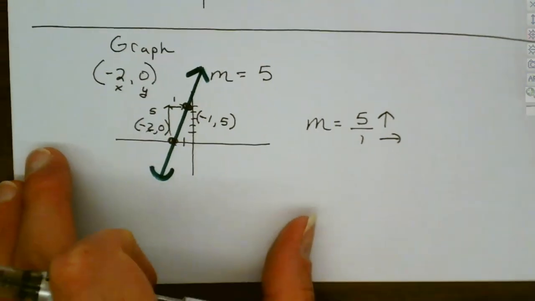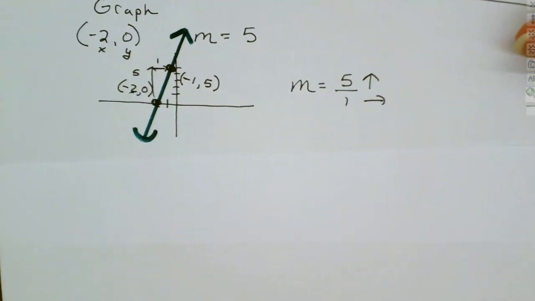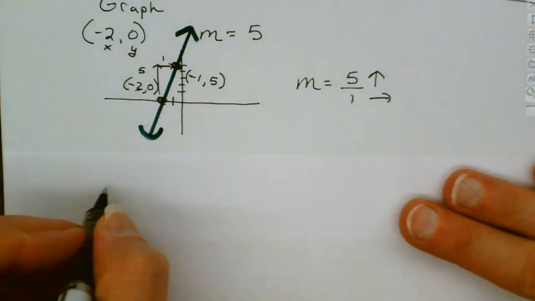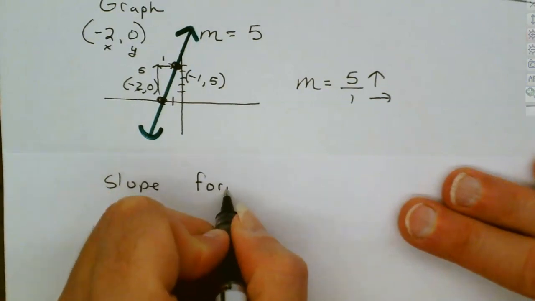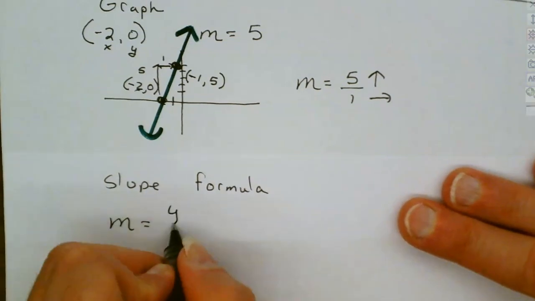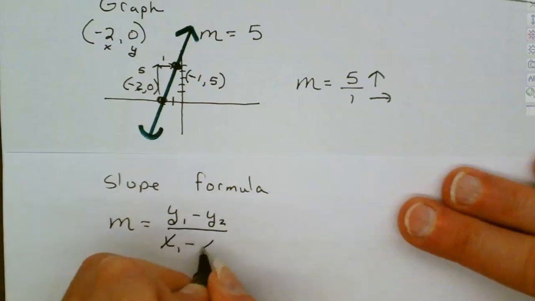Now let's talk about how we find our slope. When we find our slope, the y goes on the top because y is the rise. So make sure you remember the y part goes on the top. Our slope formula is m equals, because that's your slope, y1 minus y2 over x1 minus x2.